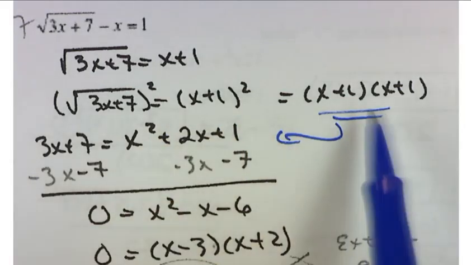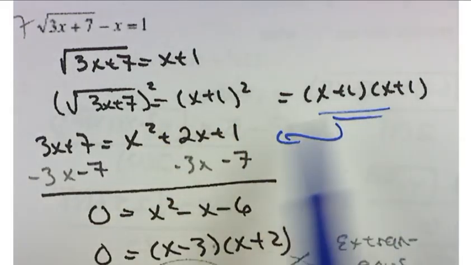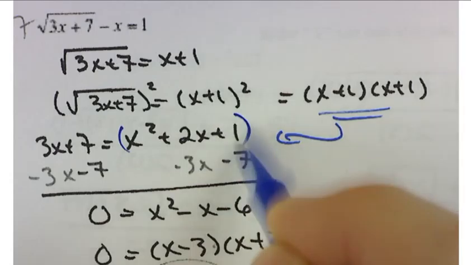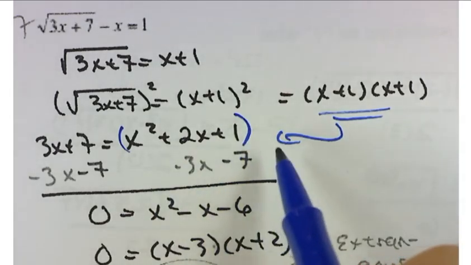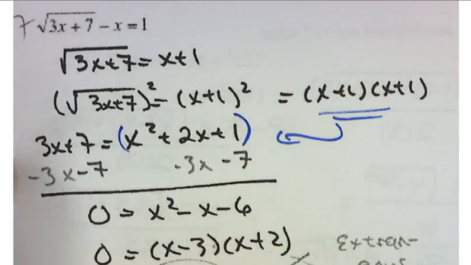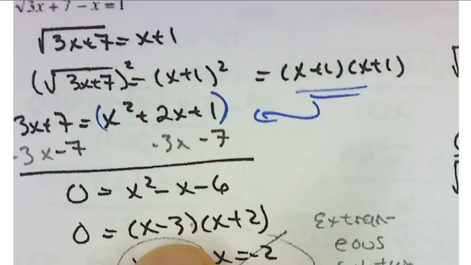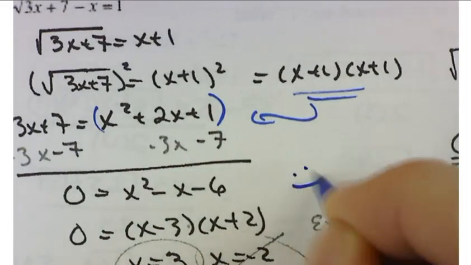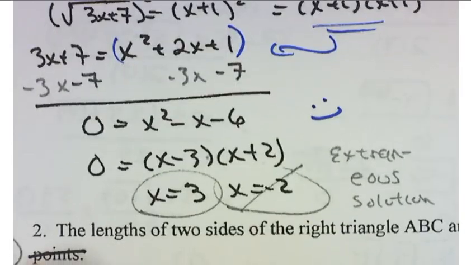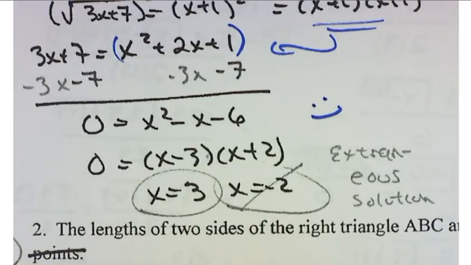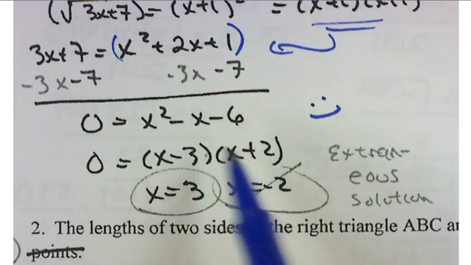You have to FOIL that out, and you're going to get x squared plus 2x plus 1. From there, you need to set one side equal to 0. So I subtracted 3x and subtracted 7 from both sides. You got a quadratic equation which factored. In these types of problems, they're long enough that if I gave you something like this, I'd make sure that it factored easily. You will not have to use a quadratic formula there.